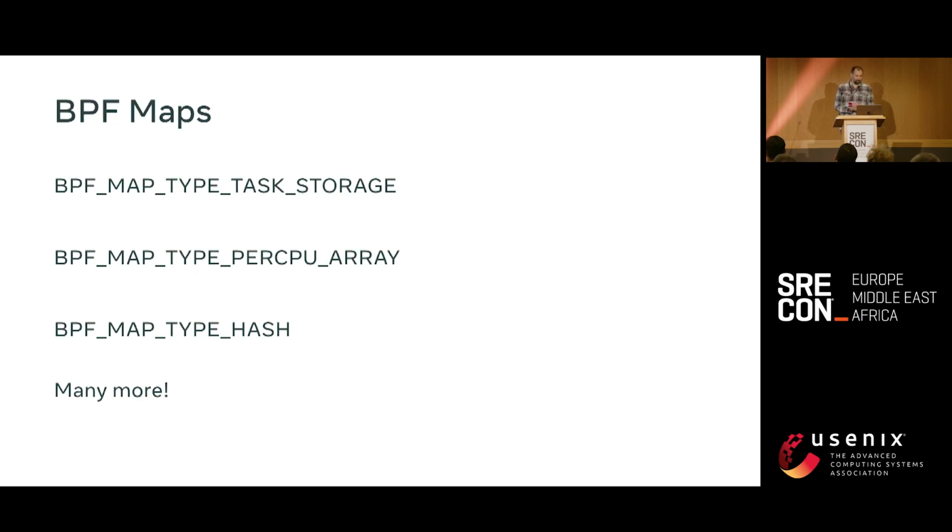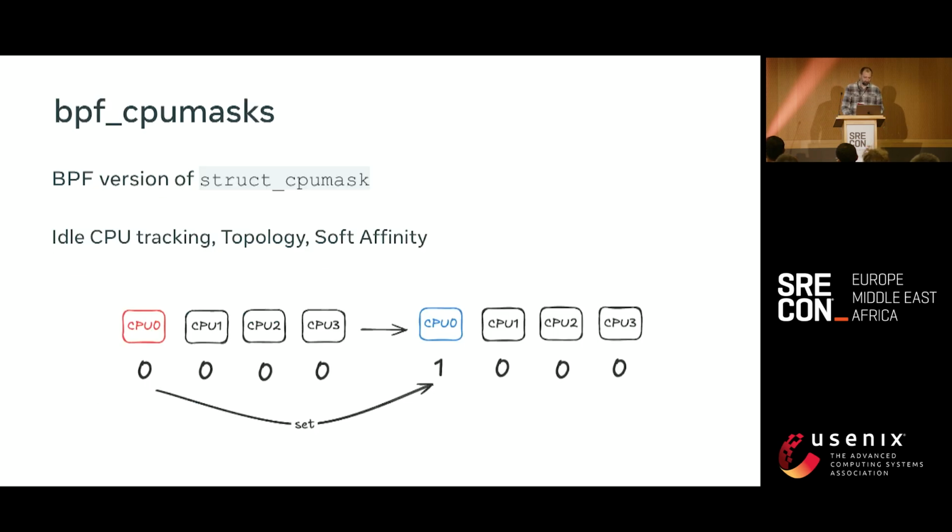Next, we have BPF maps. BPF maps are how you use storage within BPF. Traditionally, BPF didn't have a great memory model. It's being worked on actively with BPF arenas. Traditionally, the solution was to throw everything into a map. It works, I guess, but there are different types of maps that you'll see being used in BPF programs.